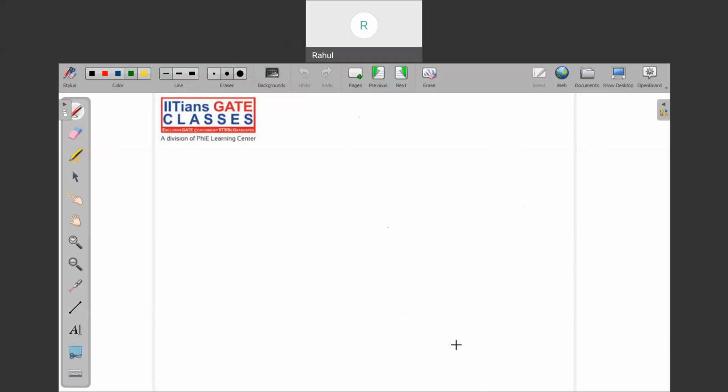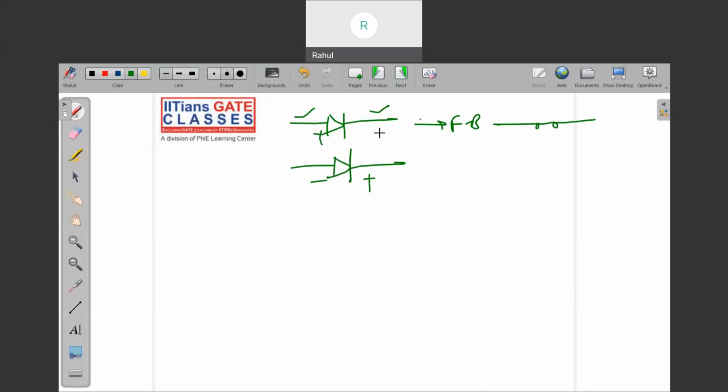Like in case of a diode, there was forward bias and reverse bias. Suppose there is a diode, right? If this terminal is greater than this terminal, then that diode is in forward bias, and it is replaced by its internal impedance, that is a short circuit. And if the diode has this kind of polarity, it will be reverse biased and it will be open, right? So this was the characteristics of a diode.